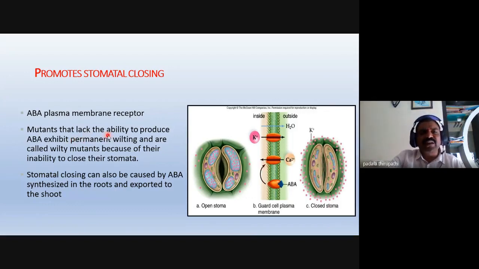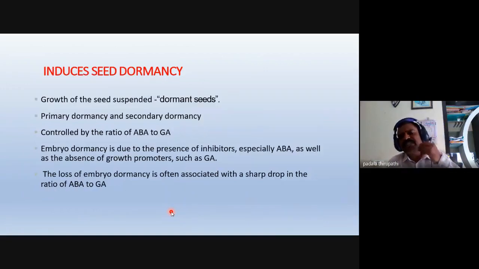Here, the mutants that lack the ability to produce abscisic acid exhibit permanent wilting and are called wilty mutants, because of their inability to close their stomata. Stomatal closing can also be caused by abscisic acid synthesized in the roots and exported to the shoot. So actually, abscisic acid is synthesized in the root cap, my dear friends. Remember, the root cap is responsible for the synthesis of abscisic acid. Afterwards, this abscisic acid is transported to the shoot regions.